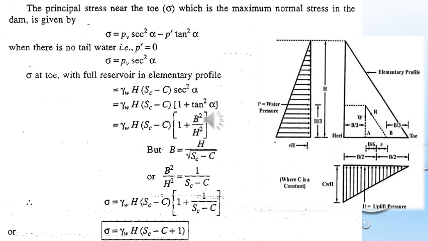But for no tension, B by H comes out as 1 upon root of (SC minus C). So B square upon H square means 1 upon (SC minus C). So put the value of B square upon H square and solve it. Then sigma comes out as gamma W H into (SC minus C plus 1). So this is the principal stress in the dam when the reservoir is full.